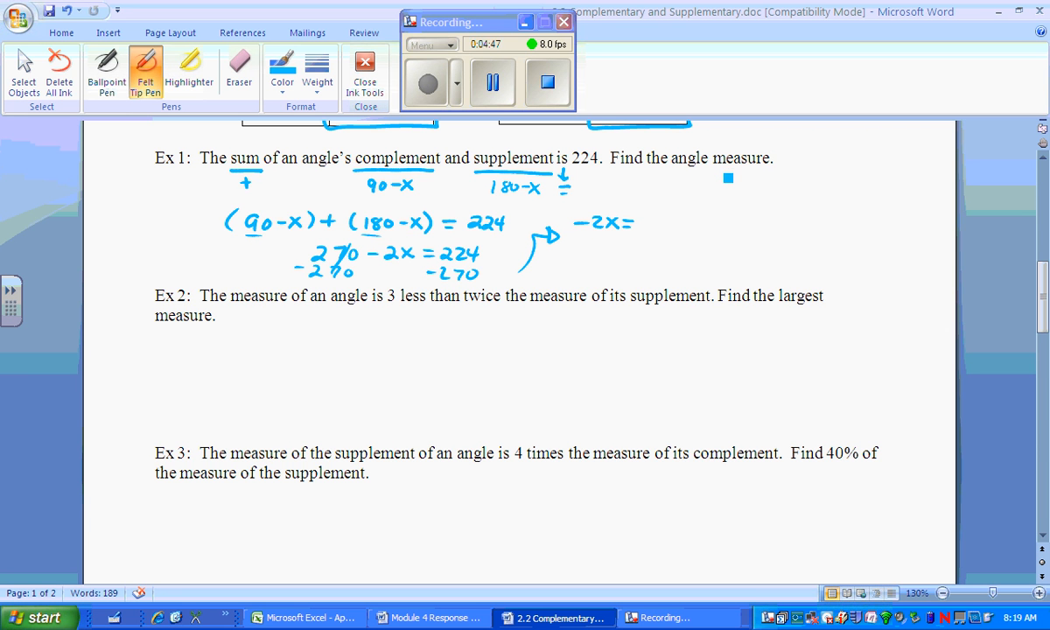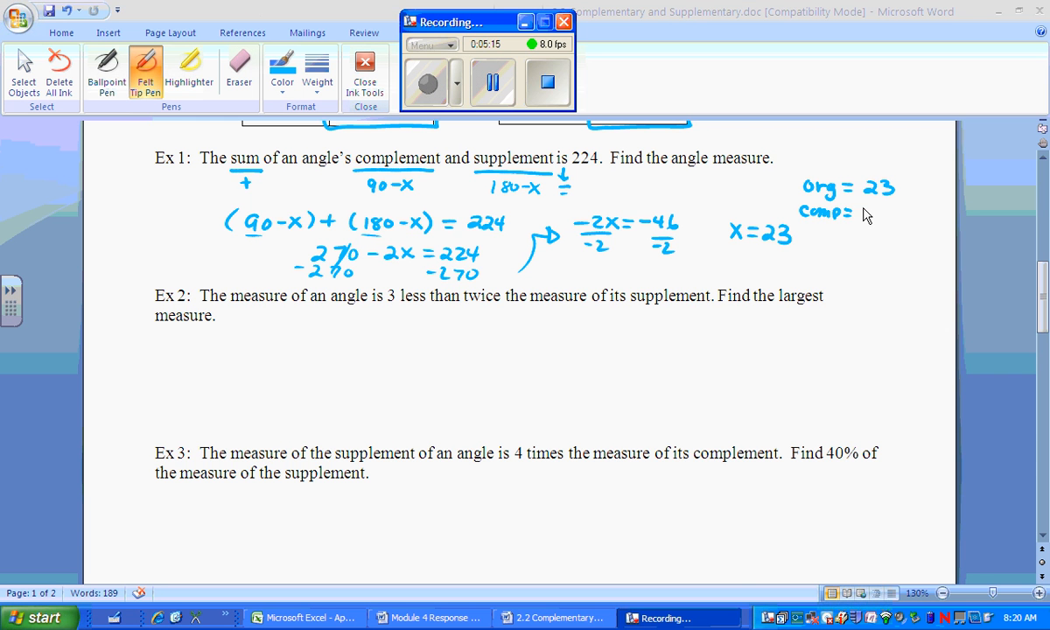is equal to negative 46 divided by negative 2, x equals 23. It says find the angle. Well, x is always your original angle from above, so the original would be 23. Let's say they asked you to find the complement. If they asked you to find the complement, you would do 90 minus the 23, which would be 67.